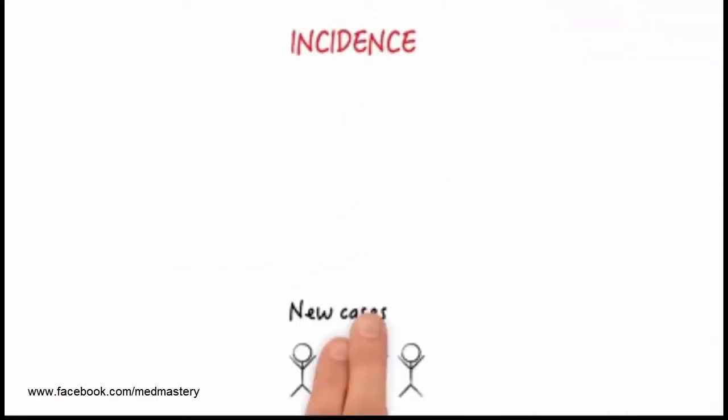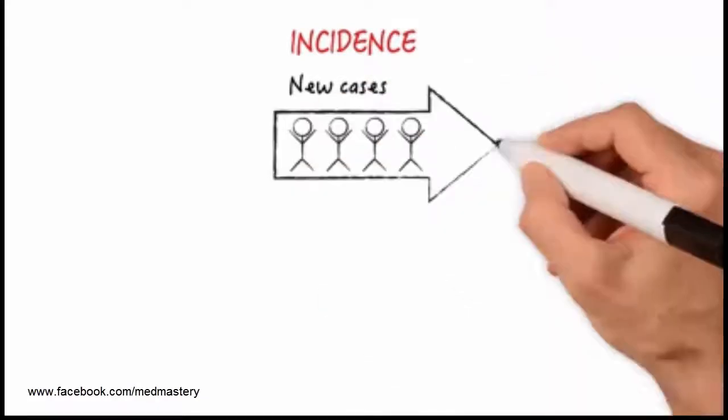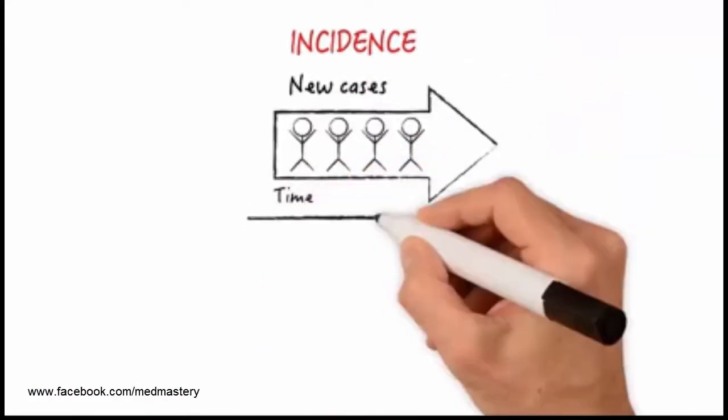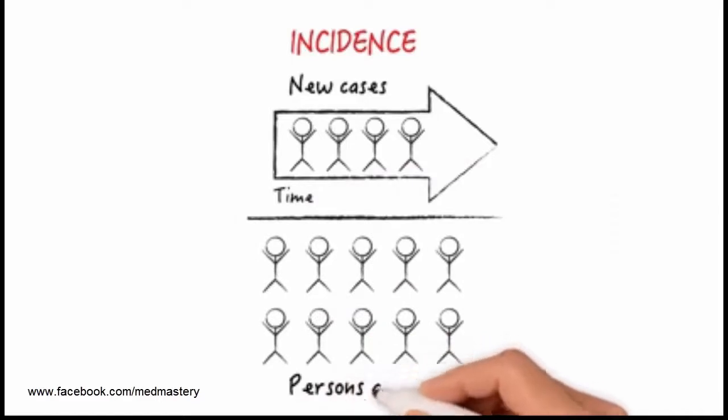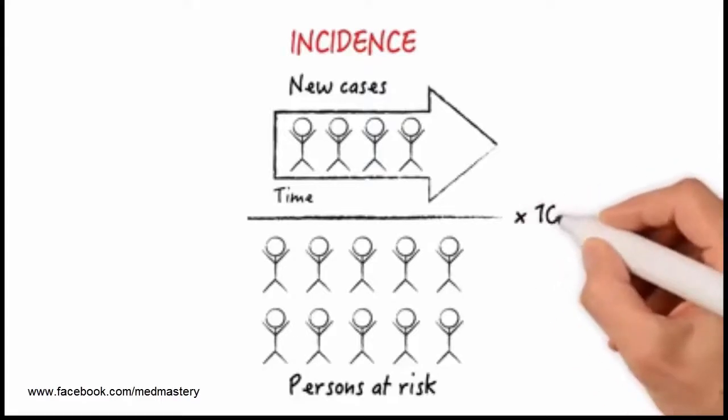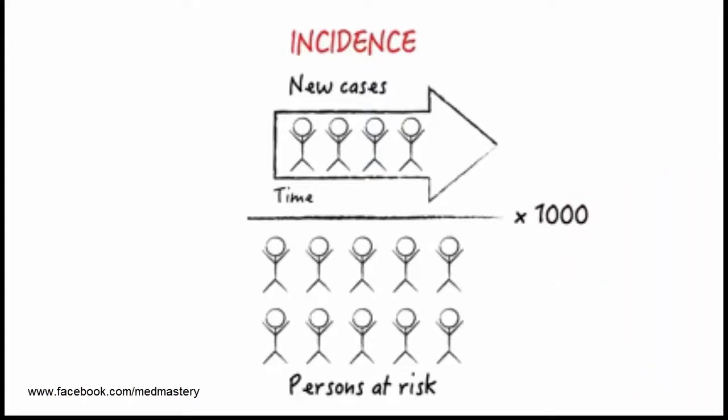Incidence is defined as the number of new cases of a disease during a specific time period divided by the number of persons at risk for the disease during that same time period. The resulting proportion can be multiplied by 1,000 in order to get the number of new cases per 1,000 population, or by 100 in order to get the number of new cases per 100 population. That's up to the beholder.